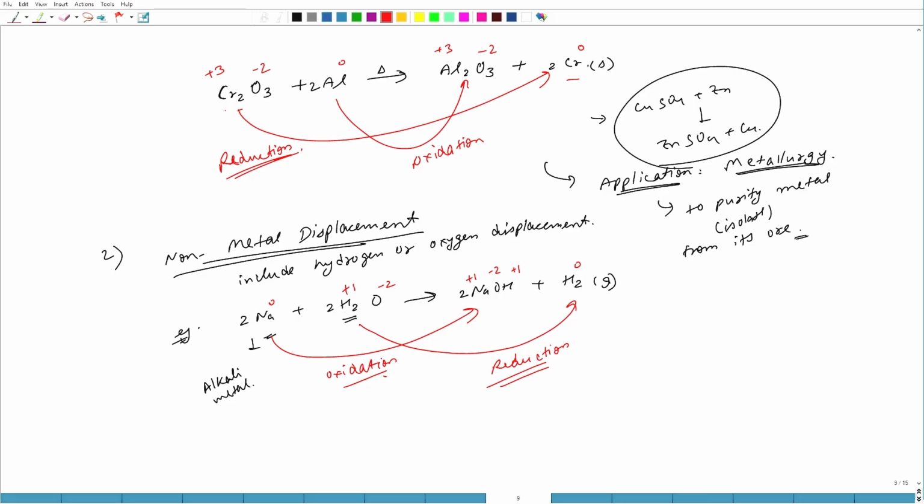Now, the hydrogen has been displaced, to give the evolution of hydrogen gas. There are several reactions where oxygen gas is also released. So, this is the metal non-metal displacement, including the hydrogen displacement. The hydrogen has been displaced in the form of hydrogen gas. There are several examples for these non-metal displacements also. One of the examples I have shown is where the alkali metal undergoes hydrolysis to form the alkali hydroxide.